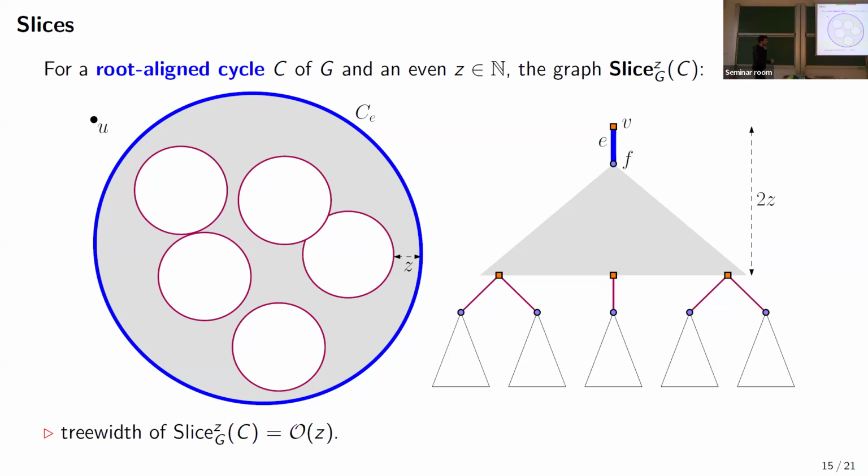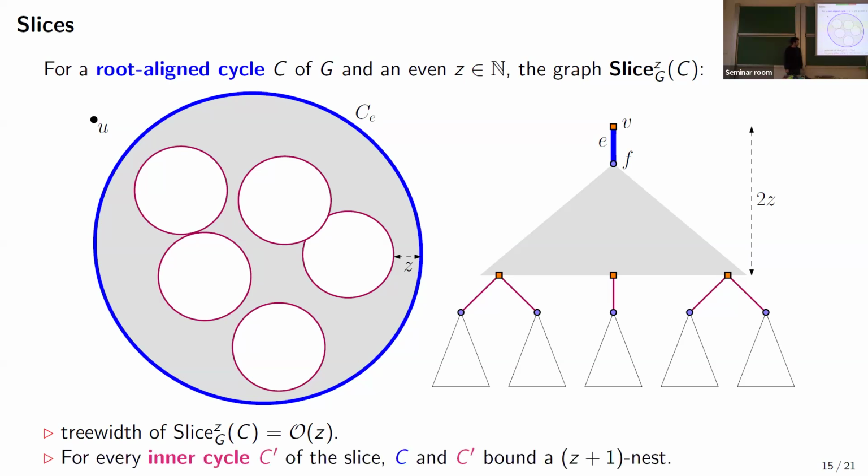Important observation: the tree width of this graph is bounded by the depth of your construction. And so this is a bounded tree width graph. In fact, an extra property that we have from the construction is that if you pick a red cycle here, then between the blue cycle and each such red cycle, you have a big nest.